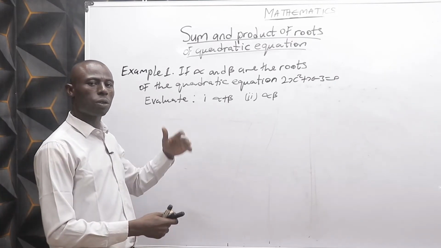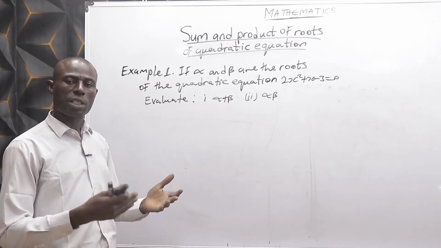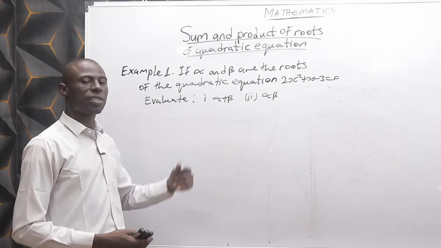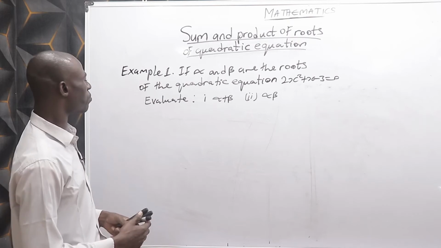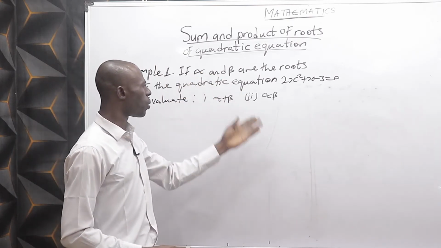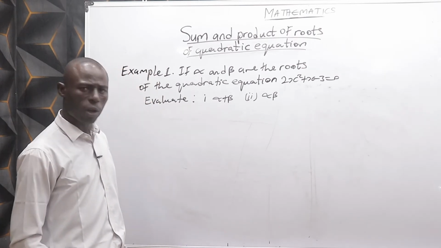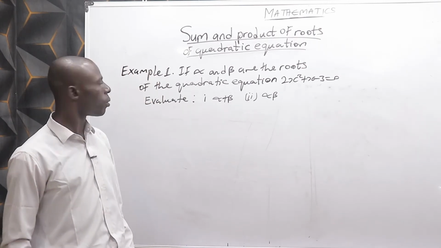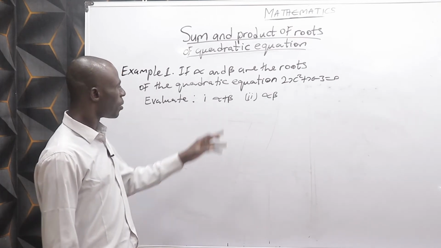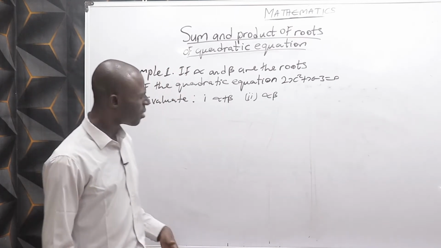Example 1 under this. You have seen how sum is derived. You have seen how product is derived. Let's see how we apply them. If alpha and beta are the roots of the quadratic equation 2x squared plus x minus 3 equals 0, evaluate Roman figure 1, alpha plus beta. Roman figure 2, alpha beta.